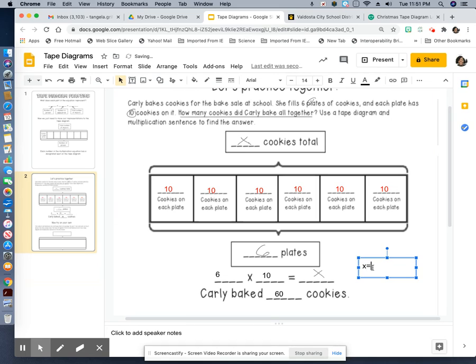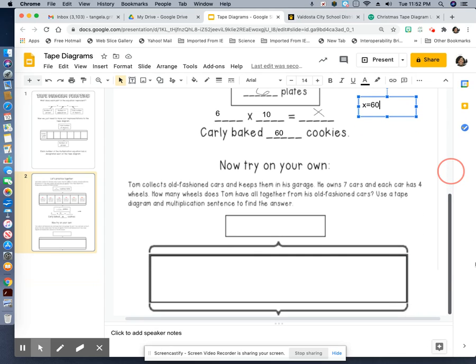X equals 60. So now we know what the unknown is. Okay? Let's do one more. This one says to try on your own, but we're just going to go ahead and do one more. All right.